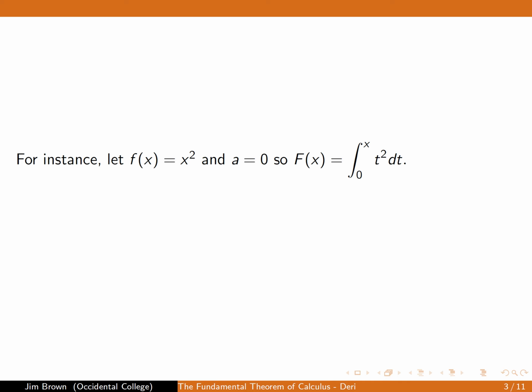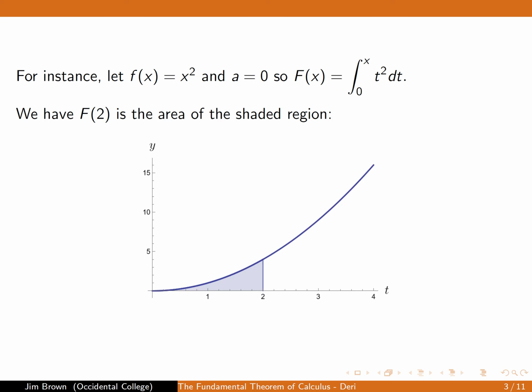For instance, if we let f of x be x squared and a be 0, our function big F of x would be the integral from 0 to x of t squared dt. You could also write this as f of t is equal to t squared. It doesn't really matter what the variable is. You can't have the variables in the limit and the variables inside the integral be the same thing. So notice the x is what goes with our function for the outputs.